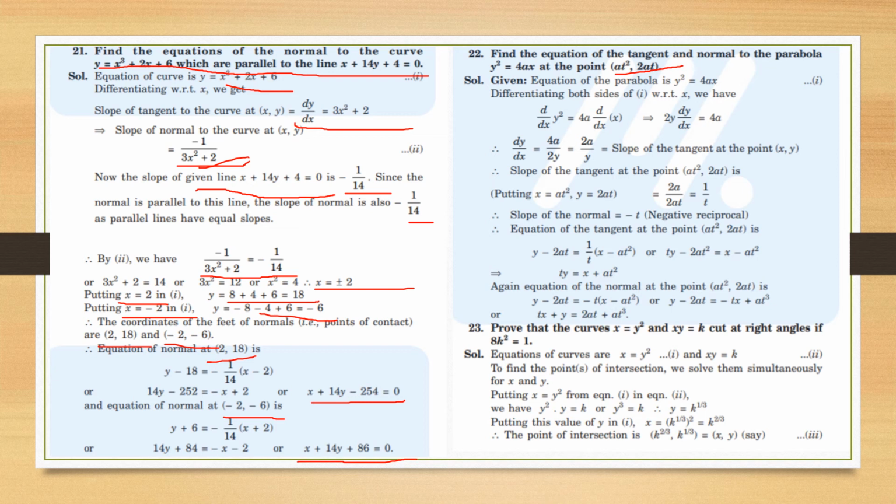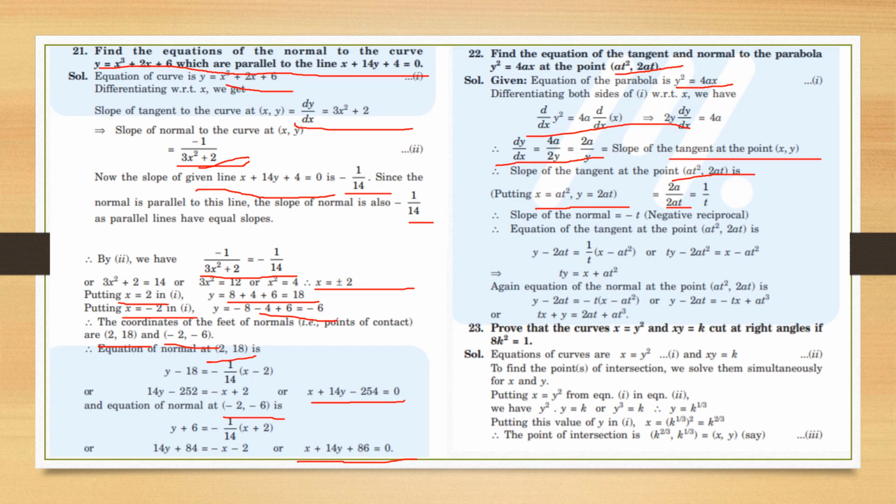So tangent and normal both I need to find. So this is my curve. The derivative is dy by dx equal to 2a upon y. Slope of tangent at (x, y) is 2a upon y. Now slope of tangent at the point (at², 2at) is 2a upon 2at. Put the values.